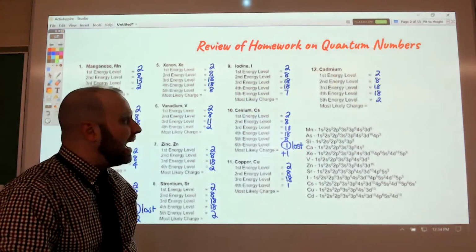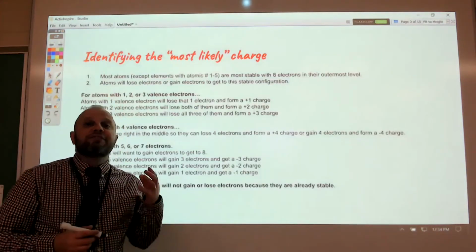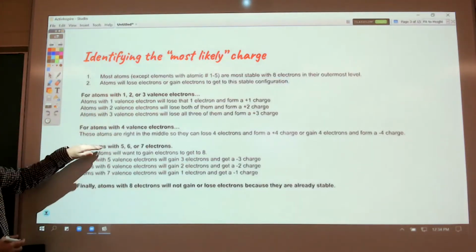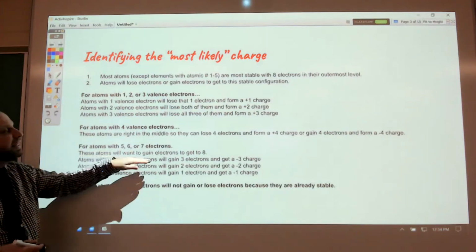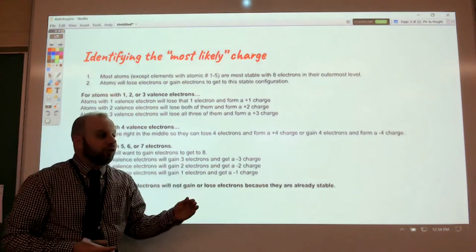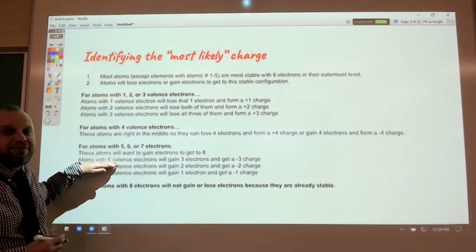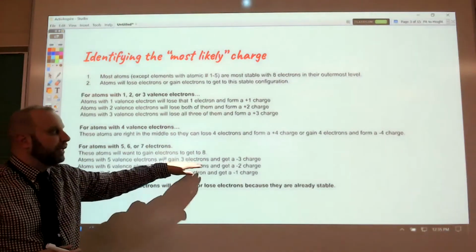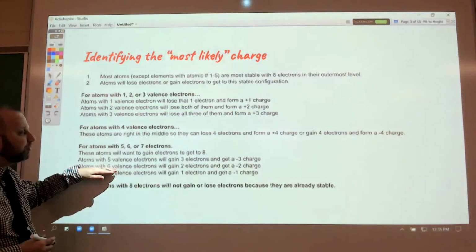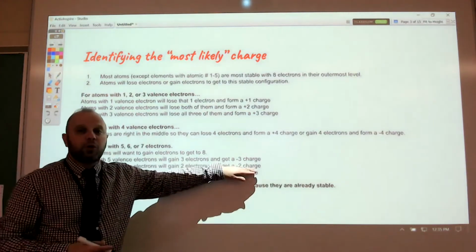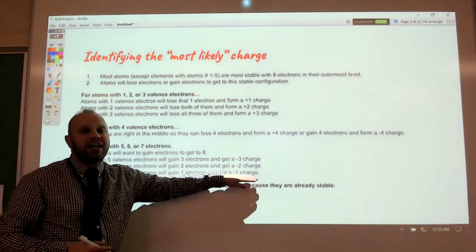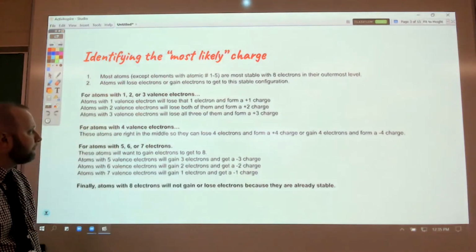Let's go back and take a look at examples where we have 5, 6, or 7 valence electrons. I wrote for atoms with 5, 6, or 7, these atoms will want to gain electrons instead of losing them. And as a result, they're going to take on negative charges. An atom that has 5 valence electrons will need to gain 3, so it will get a negative 3 charge. An atom that has 6 valence electrons will need to gain 2, so it will wind up with a negative 2 charge. And an atom with 7 valence electrons will gain 1 and end up with a negative 1 charge.